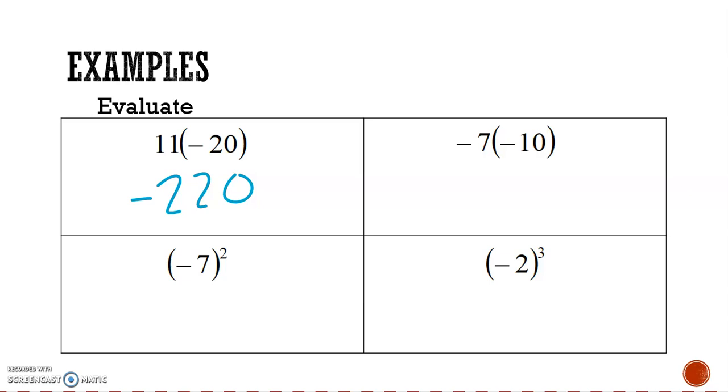Negative 7 times negative 10, so 7 times 10 is 70, and then the two negatives are going to cancel out, so it stays a 70, a positive 70.